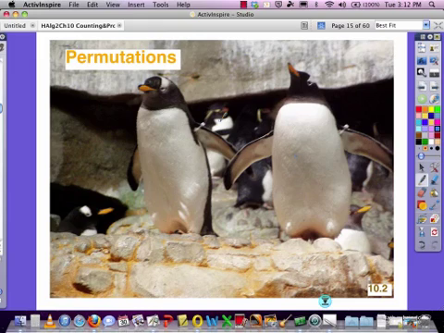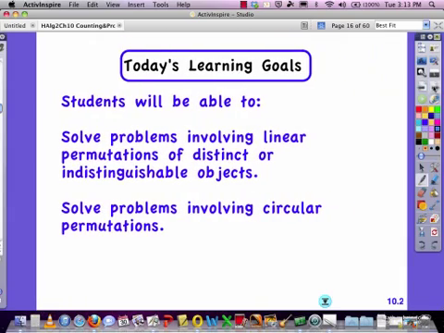All right, our topic today is permutations. We have a couple learning goals to go with that. The word itself is new for some of you, but we're going to be able to solve problems including linear permutations of distinct or indistinguishable objects, solve problems including circular permutations. So we're going to deal with both linear and circular. We'll review a couple notations along the way as well. So let's get started.